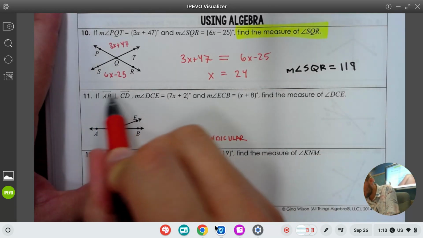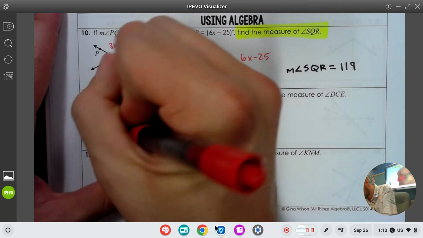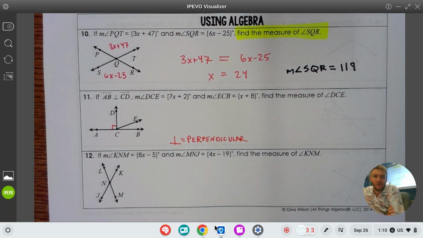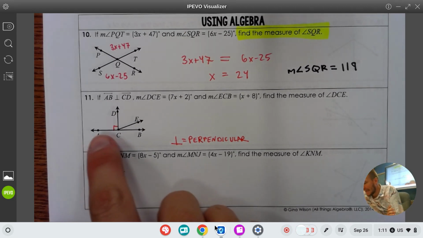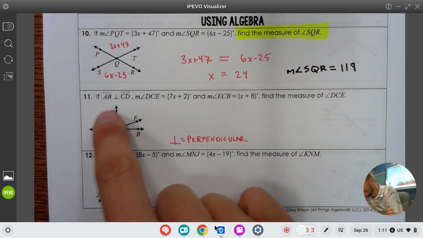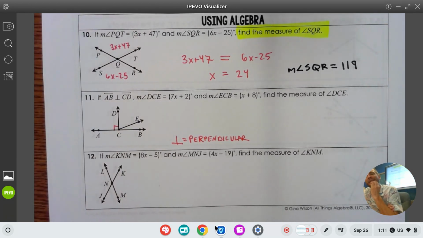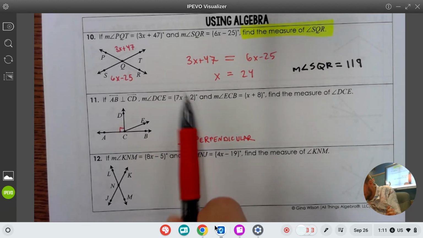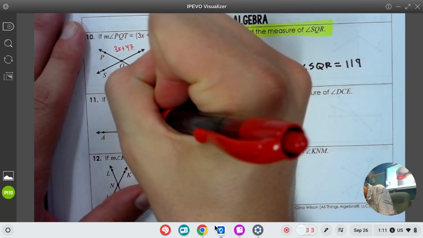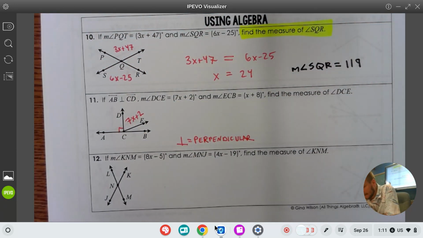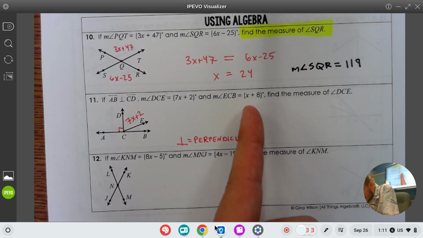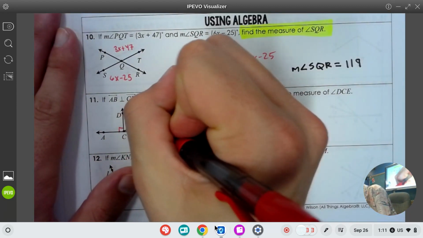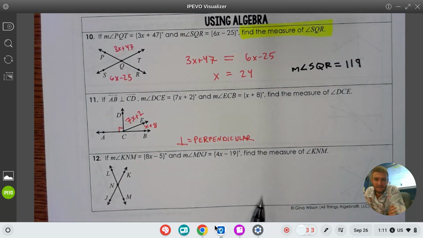Okay? So this whole thing right here is a very sneaky way. It's basically just a square in the corner. Right? It's saying AB, which is a straight line, CD has been perpendicularly bisected. Sure, there's a 90-degree angle there. Awesome. It says the measure of angle DCE is 7x plus 2. In here, let's go, 7x plus 2. And the measure of angle ECB is x plus 8. Again, just put them in there. That's the best tip I could give you.